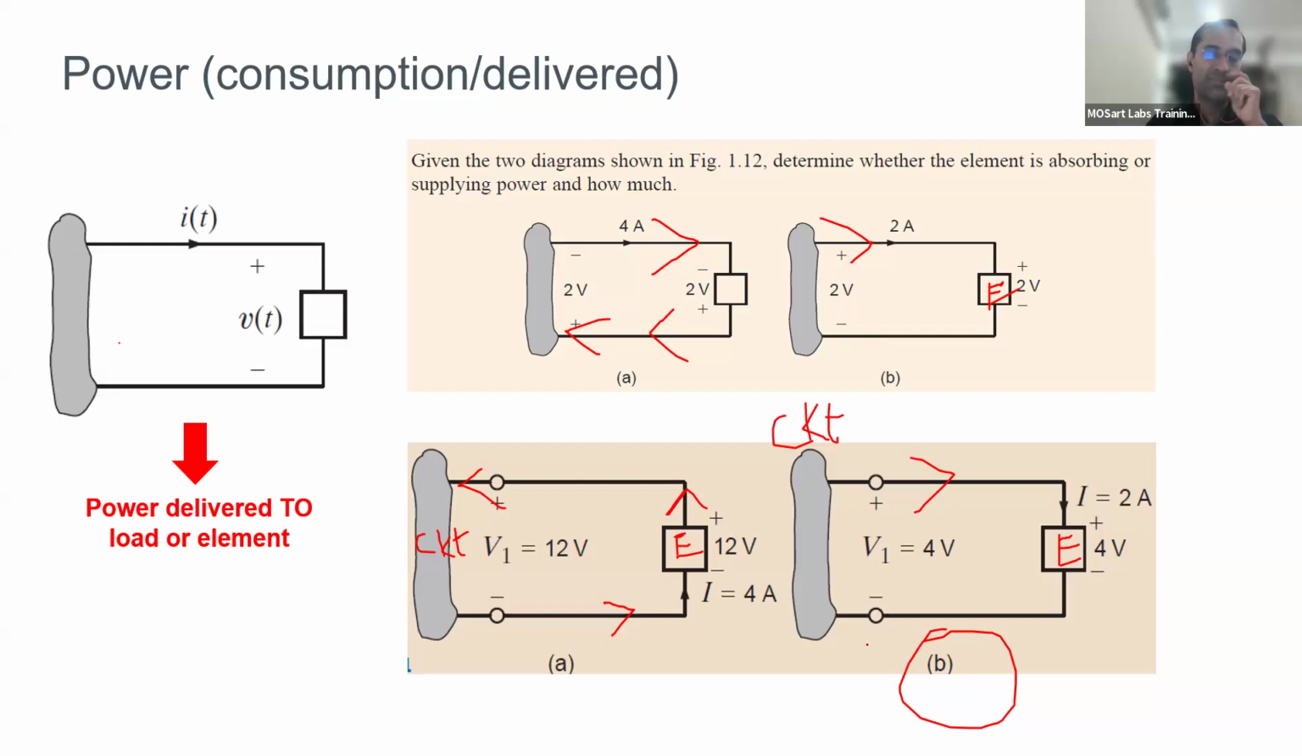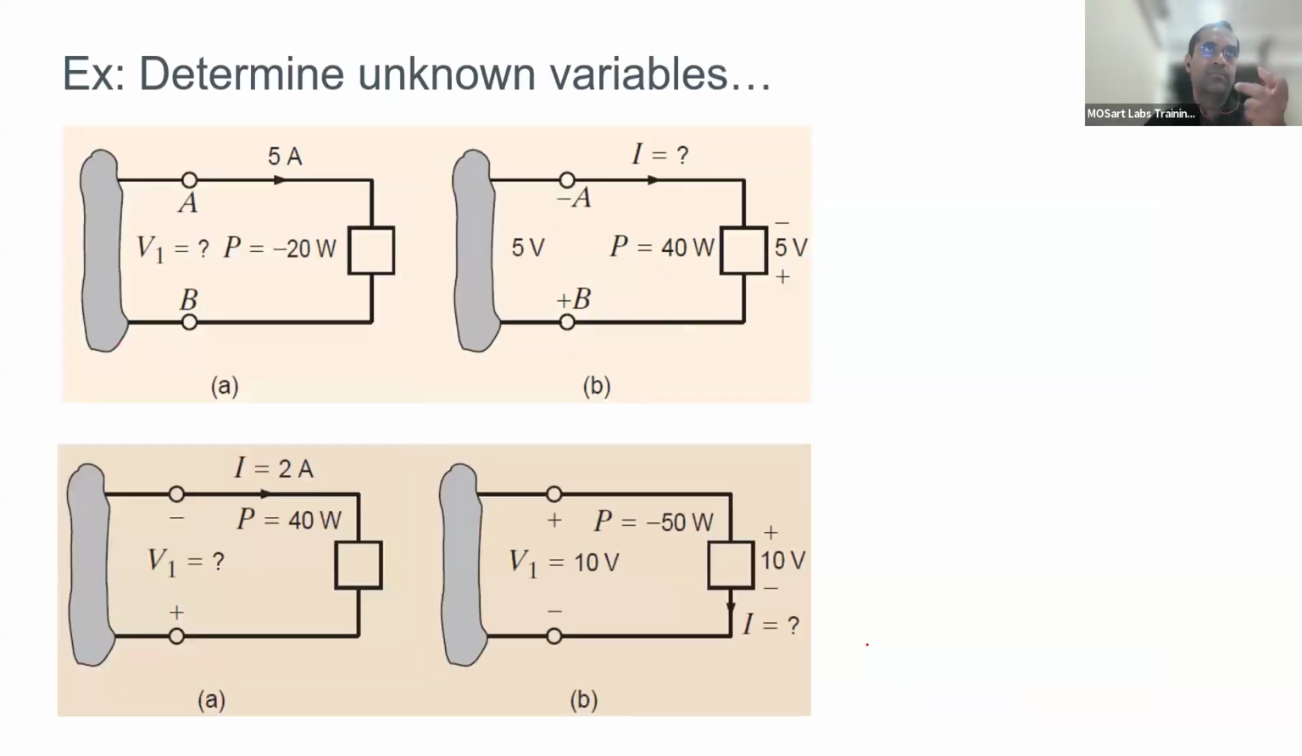Good. Now this is part of your exercise. Determine the unknown variables. So power, you know, is voltage into current. Determine the unknown variables. What is your V? And also identify which one is supplying and which one is absorbing. I will upload this PPT. You can try it out.